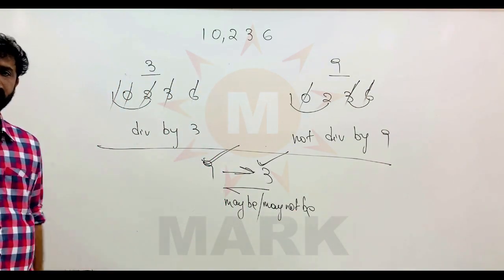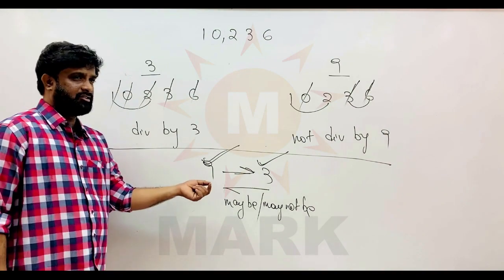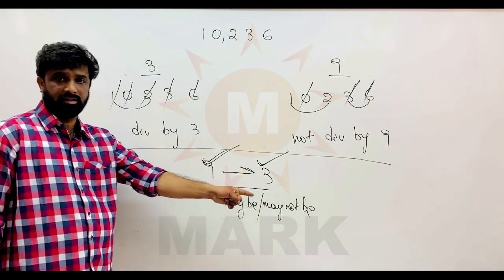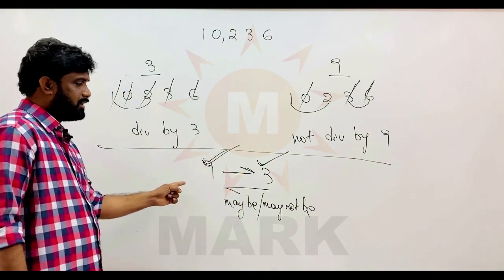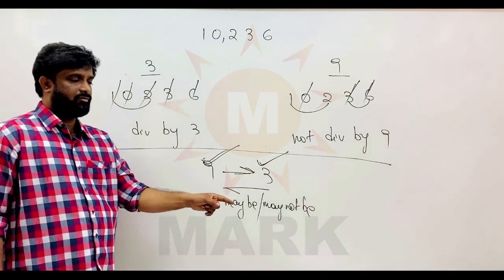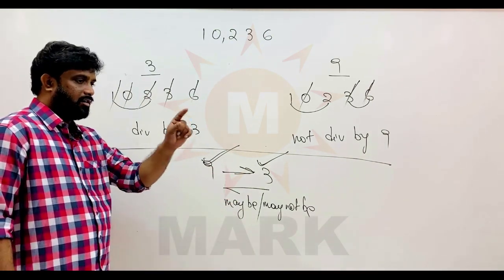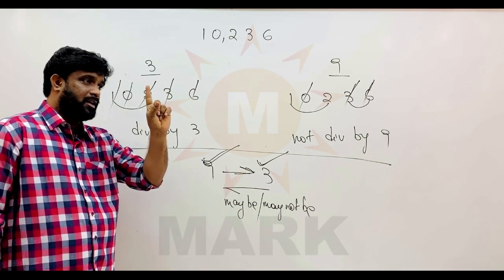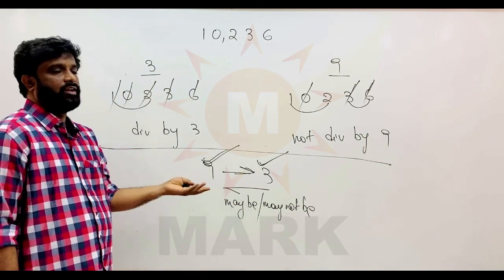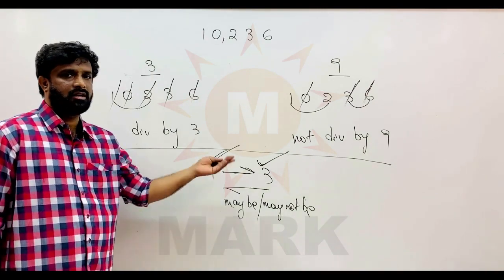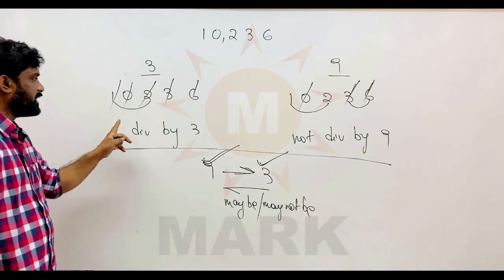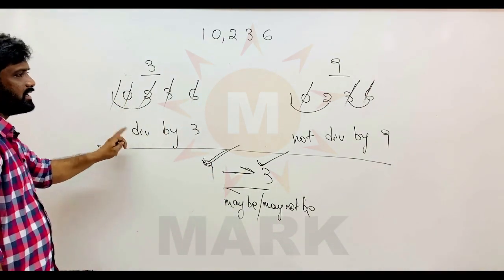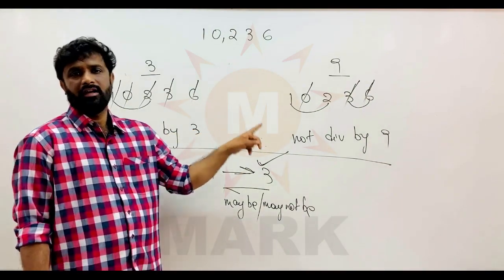It depends upon the number. If any number is divisible by 9, it will compulsorily be divisible by 3, since 3 is a factor of 9. But if a number is divisible by 3, can we say it is divisible by the higher number 9 as well? No, we cannot say that. Sometimes they are divisible, sometimes they are not. This is the example: 10,236 is divisible by 3, but it is not divisible by 9.